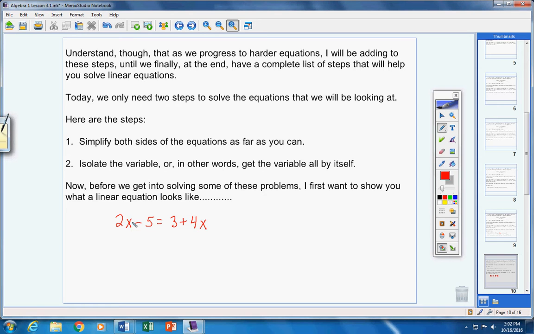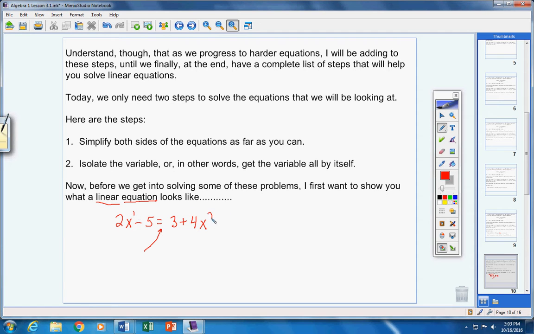So, a linear equation is when all of your variables have a power of 1. 5 to the 1 power is 5, 3 to the 1 power is 3, 4 to the 1 power is 4, and x to the 1 power is x. So that's basically it. In order for you to have a linear equation, you must have an equal sign, and all of your variables must have a power of 1.